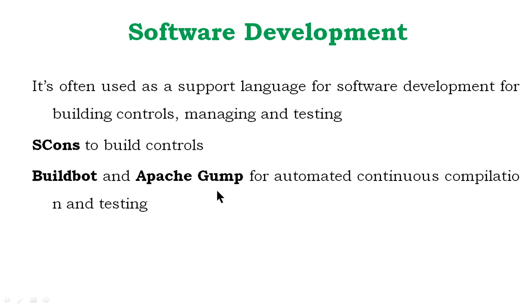BuildBot and Apache Gump for automated continuous compilation and testing. For compilation and testing, we can use BuildBot, Apache Gump, and SCons to build controls, for example, buttons, text boxes, labels, combo boxes, all the designing contents, whatever is required.